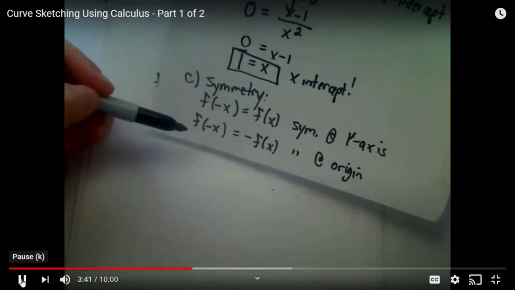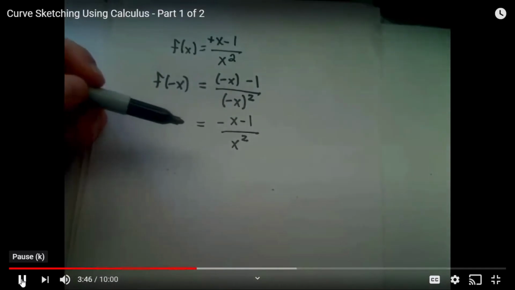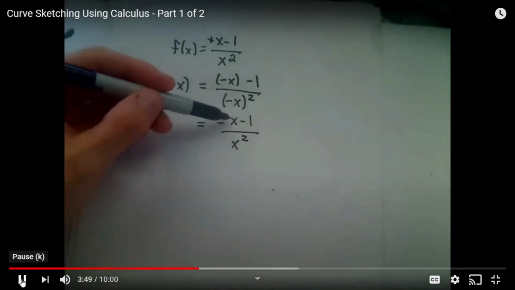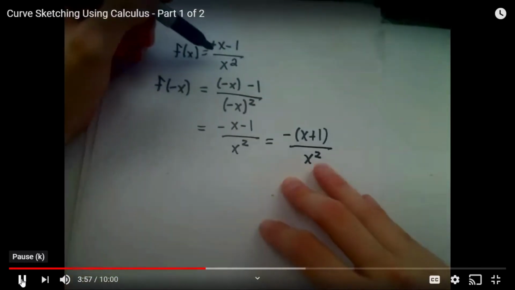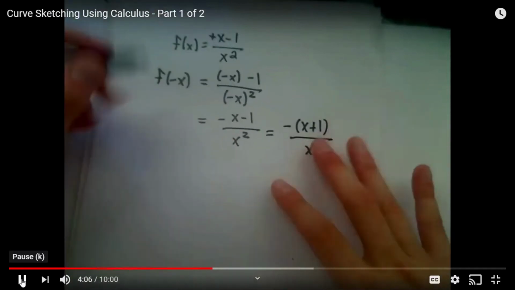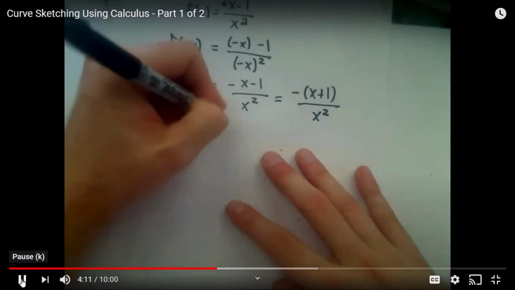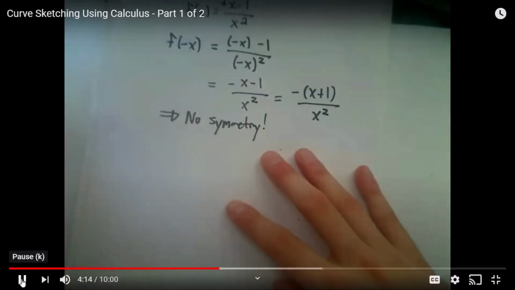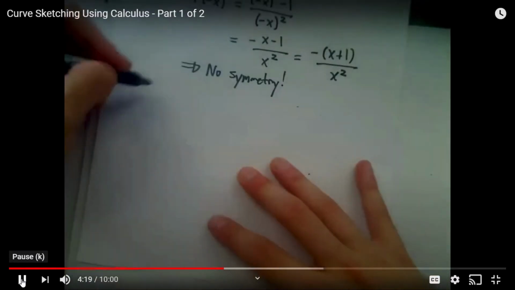The other condition says basically if you get the negative of the original, then it's symmetric about the origin. But also it's not the negative of the original. Imagine factoring the negative out of the top. You would get x plus 1 over x squared. And again, that's not the negative of the original because the sign on the 1 is a plus 1 instead of being a minus 1. So the conclusion of the story is that there's simply no symmetry. Okay, so the next thing we'll do is talk about asymptotes.